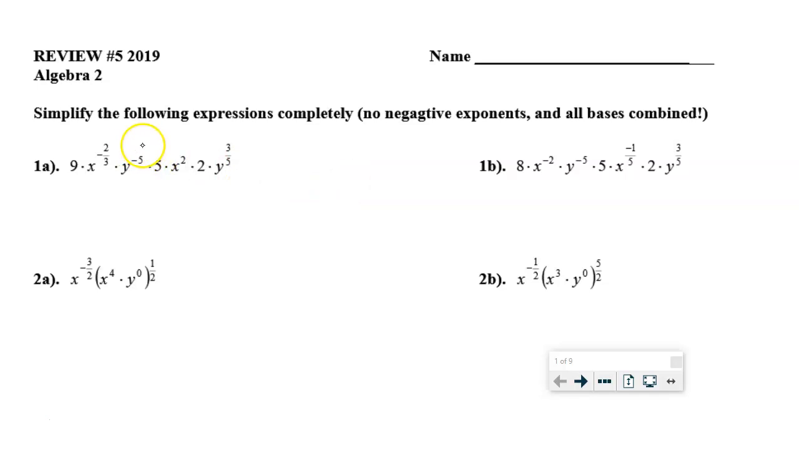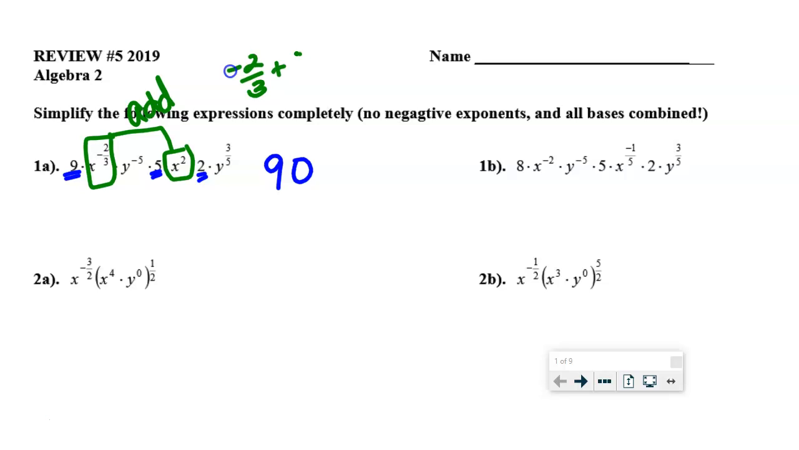But the first concept mistake that we want to cover and not see again is the confusion between coefficients and variables. So 9 and 5 and 2 are all coefficients that you're just going to multiply together. So 9 times 5 times 2 is going to give you 90. But when it comes to combining your x's, remember that now we're looking at exponent rules, and you're going to add your exponents together. So this could be as simple as on a calculator, negative 2/3 plus 2, and then you hit math enter on your calculator. Let's see, I think you get 4/3.